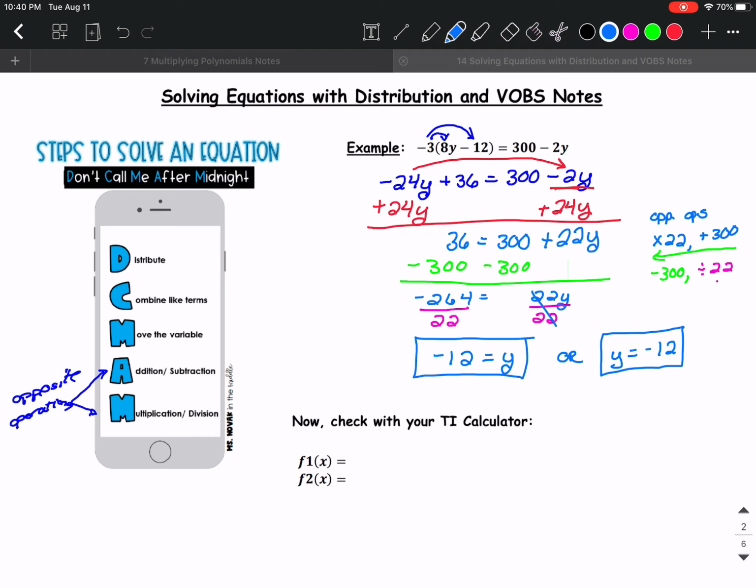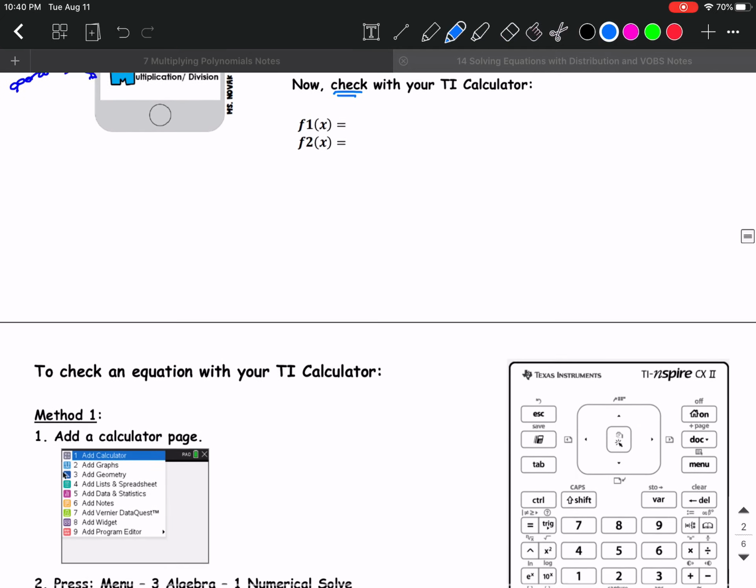Awesome. Now, I'm going to show you how to check. Notice I'm saying check your work with the TI calculator, because when I give you a quiz or a test, I'm going to ask you to show your work. However, if you're taking a PSAT or an SAT or even an Algebra 2 Regents and it's a Part 1 question where they don't look at your work, yes, you could do this on the calculator and just get the answer. Okay, so it is possible.